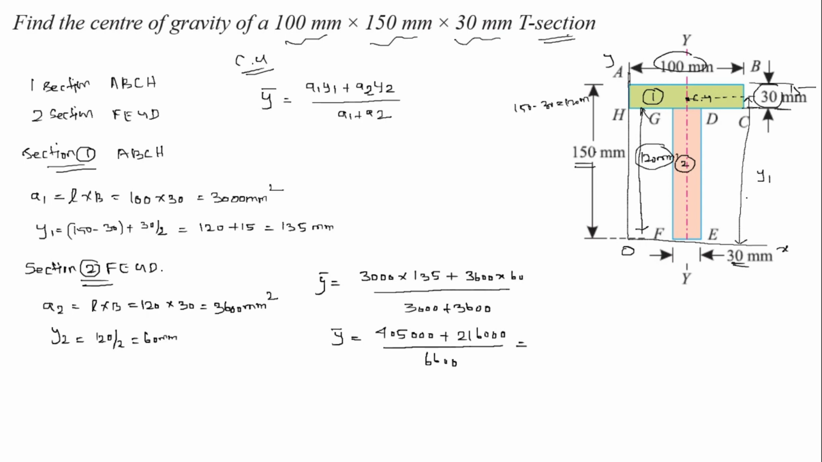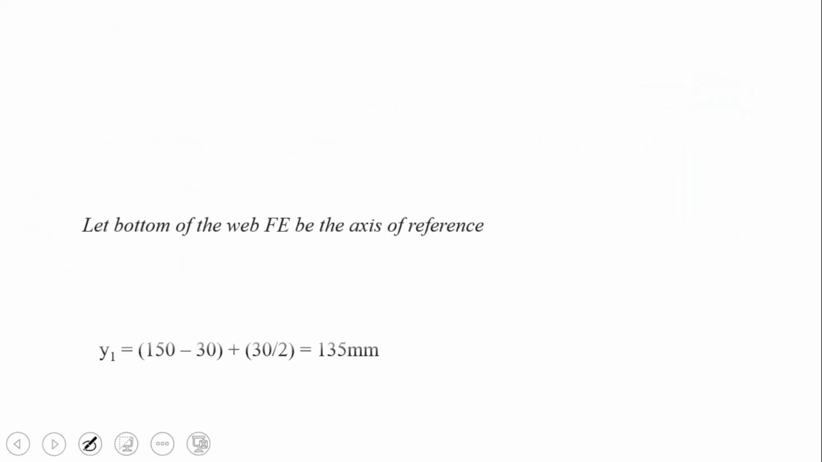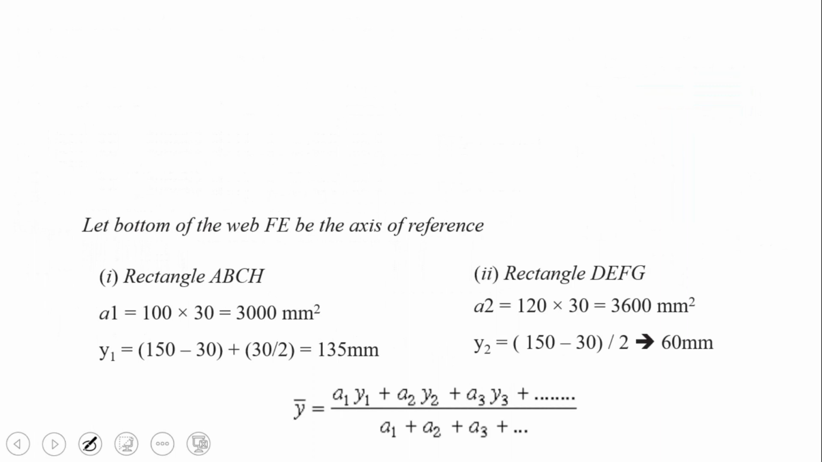So what is the value? 405000 plus 216000 divided by 6600 is equal to 94.09 mm. So y bar is equal to 94.09 mm. Let us check 94.09. Yes, so this is how we have to solve the problem.